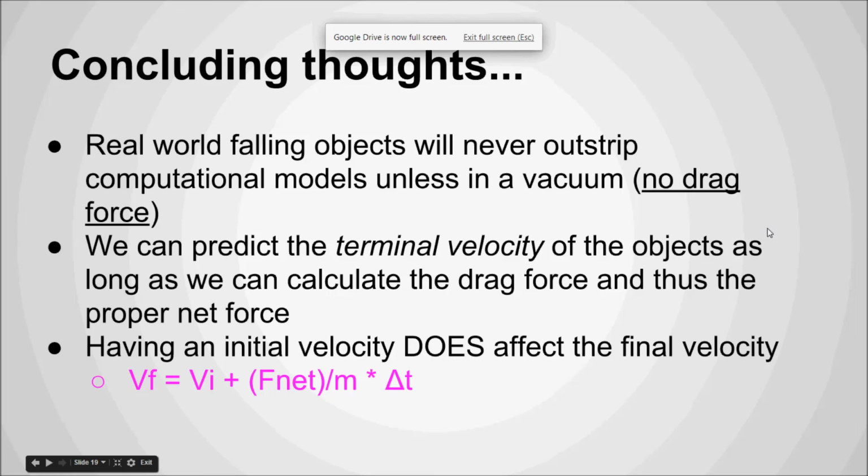That's interesting. And now some thoughts as we part ways. Real-world falling objects will never outstrip their computational models unless they're in a vacuum, in which case they'll only be equal. We can predict the terminal velocity of objects as long as we can accurately calculate the net force. Having an initial velocity does affect the final velocity. I mean, after all, it's right smack dab in the middle of Newton's formula.